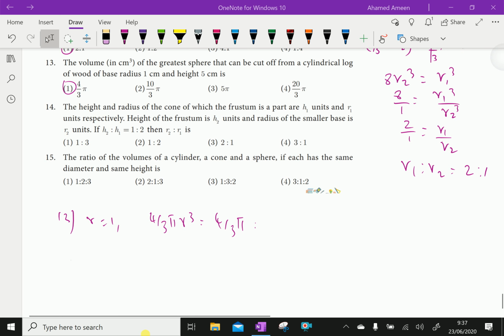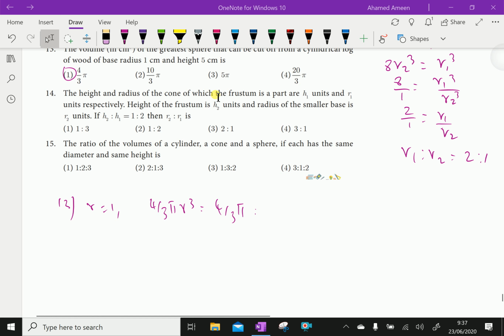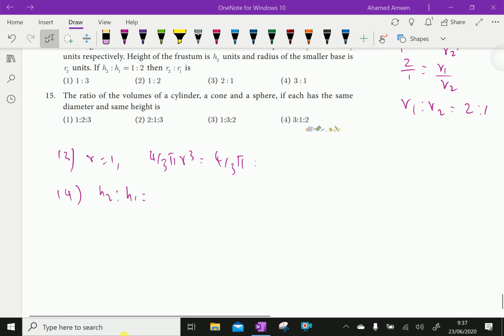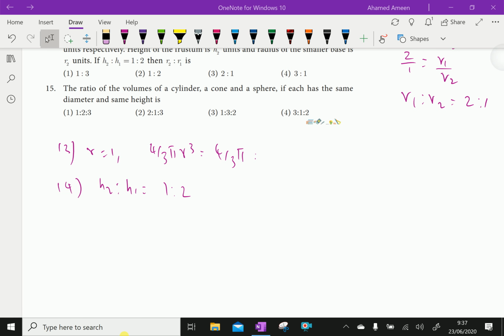Then question number 14. The height and radius of the cone of which the frustum is a part are H1 units and R1 units respectively. Height of the frustum is H2 units and radius of the smaller base is R2 units. H2 ratio H1 is 1:2 is given, and R1 ratio R2 we have to find.